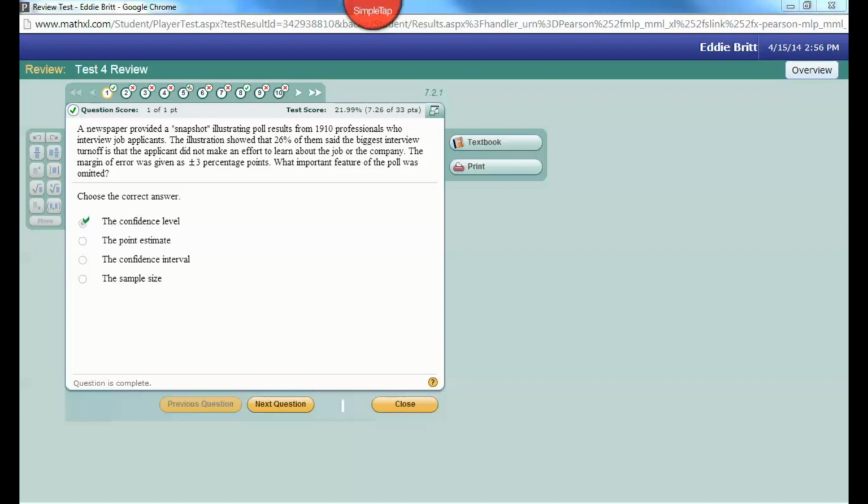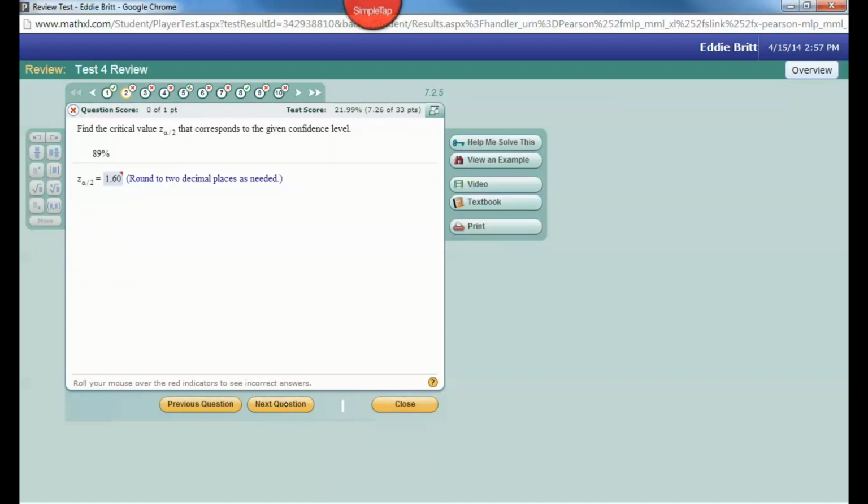Let's see what we have in here. This was from 1910 professionals, so there's an n. 26% of them said, that's your p-hat, that's your point estimate. Plus or minus 3 percentage points, that's your margin of error. It appears that the confidence level is not there. It doesn't say at 95% confidence level or something to that effect, 90%, 99%. So that is definitely not in the poll.